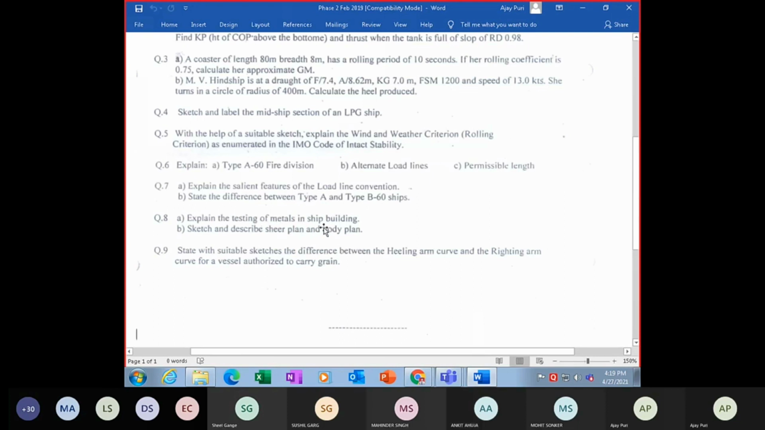8 is testing of metals in shipbuilding. So all your 6 types of test you have to mention here. They have not mentioned any 3. You have to explain the testing of metal in shipbuilding, all the 6 types. 8B will be sheer plan, body plan, you have to explain.